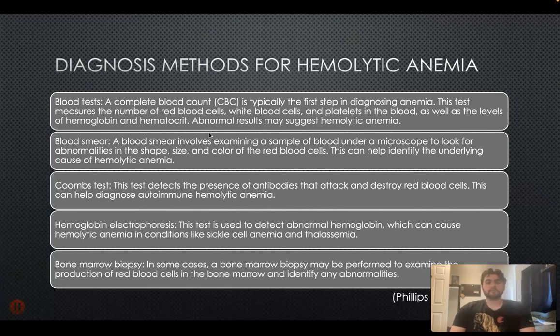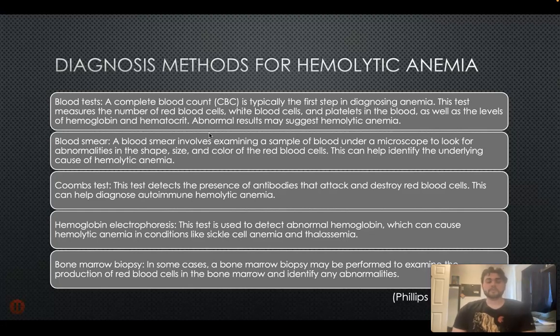A blood smear involves examining a sample of blood under the microscope to look for abnormalities in the shape, size, and color of the red blood cells, and this can help to identify the underlying cause of hemolytic anemia. The Coombs test detects the presence of antibodies that attack and destroy red blood cells, which can help to diagnose autoimmune hemolytic anemia.